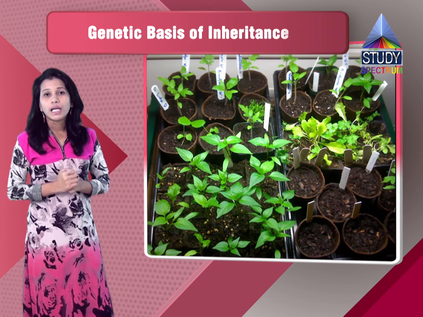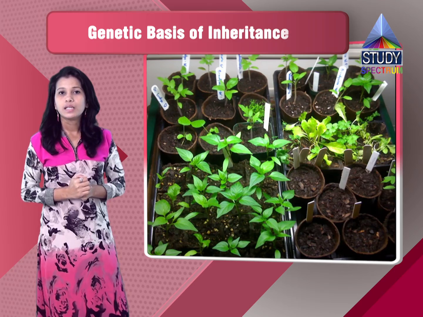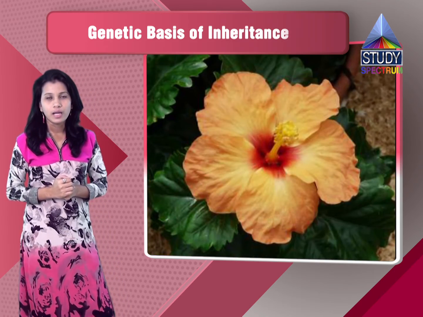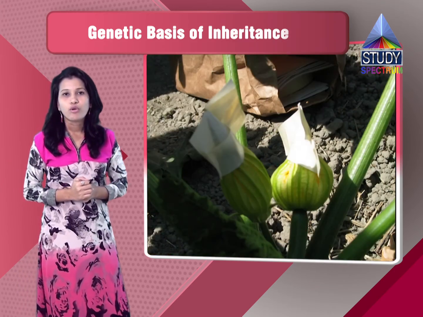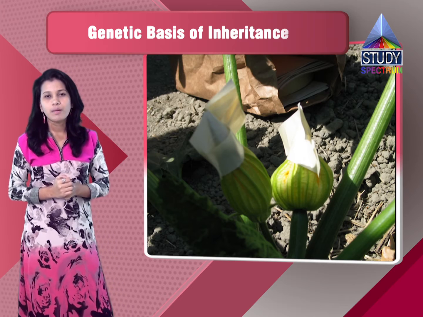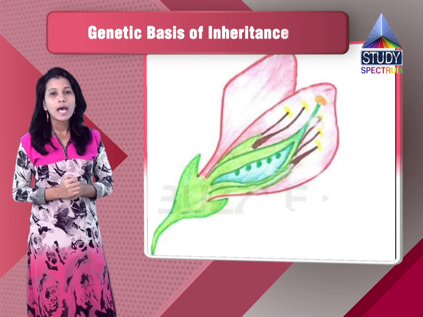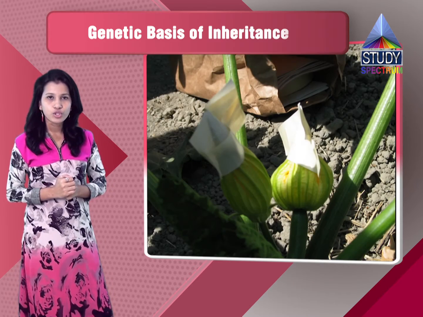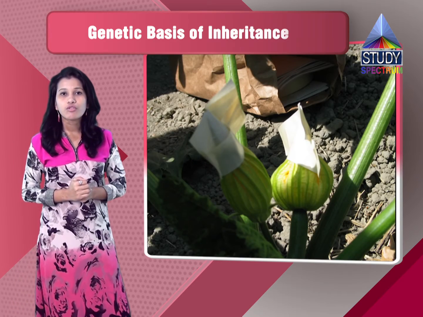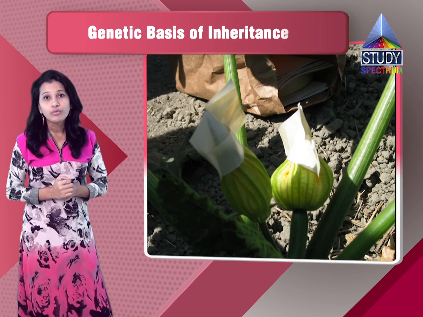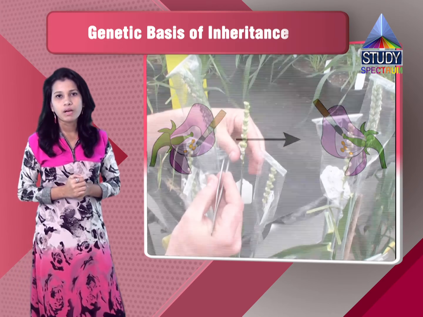Then another reason for selection of this plant is it is a bisexual flower and it can do self-pollination. Bisexual flower means the same flower is having the male as well as the female organ, and hence self-pollination was possible. This was the basis of his experiments, because while doing cross-pollination he also did emasculation.